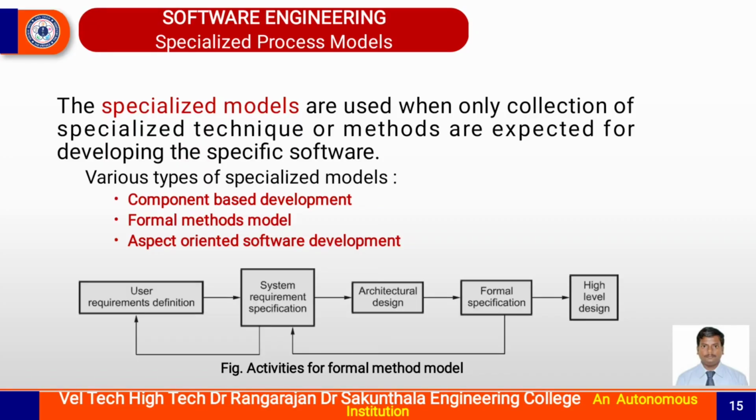Next one is the specialized model. So, what is the specialized model? In a specialized model, we have different activities for formal method models. One is user requirement, system architecture, formal specification, and high level design. So, in this model, there is software engineering which is going to specify, develop and test the computer based system using mathematical notation. This is very important, using mathematical notation.